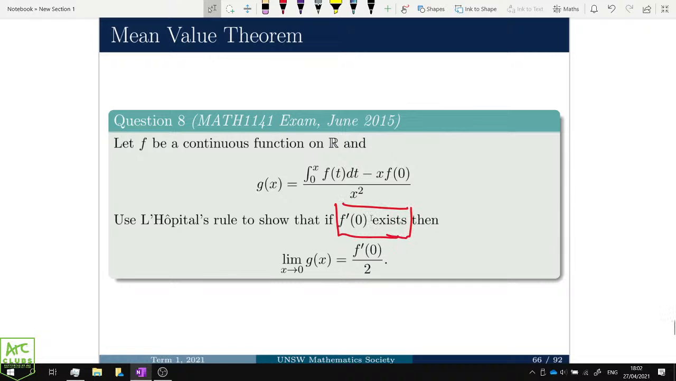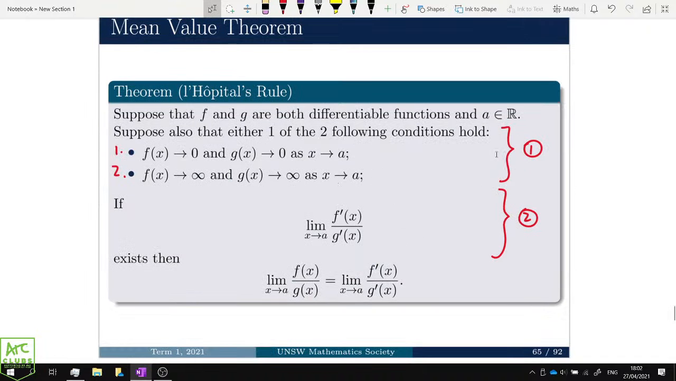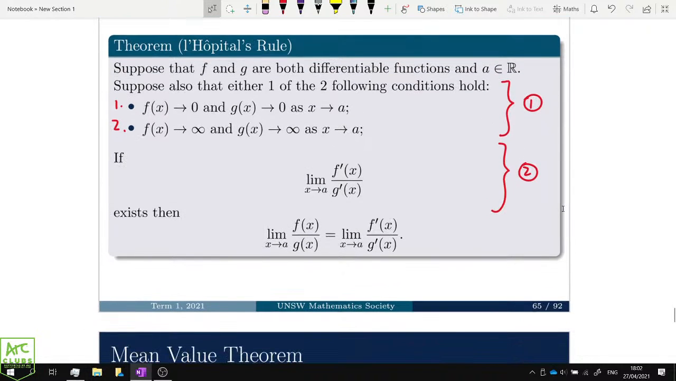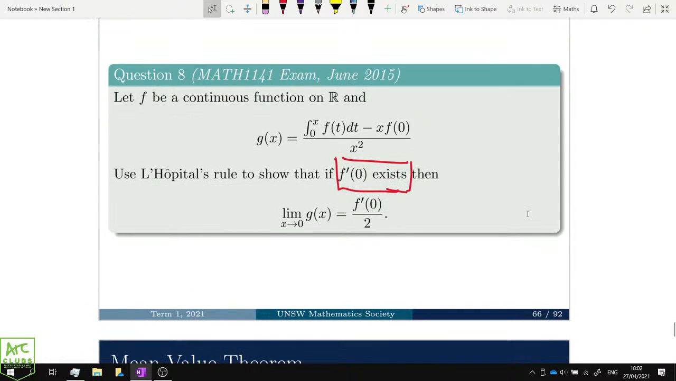By looking at that, you should immediately relate this condition that we've been given in the question to the two conditions that must be satisfied for L'Hopital's rule. But we'll be able to see how that comes into play later on. All right, so use this condition to prove that the limit of g(x) as x approaches 0 is equal to f'(0)/2.